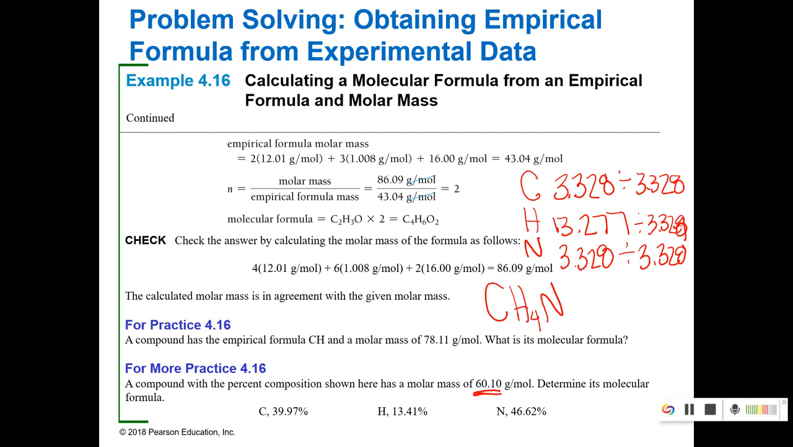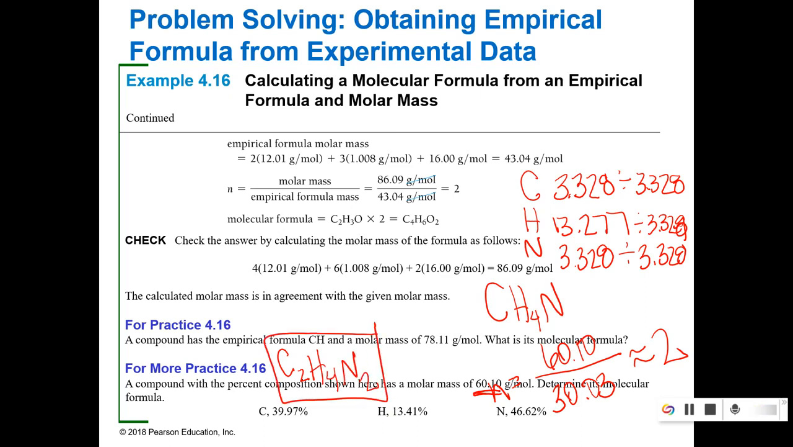Molecular is 60.10 divided by 30.03, so this is about 2. So my molecular for the bottom one is C2H4N2. So sometimes they will give you the empirical formula. Sometimes you'll have to find the empirical formula and then find the molecular formula.